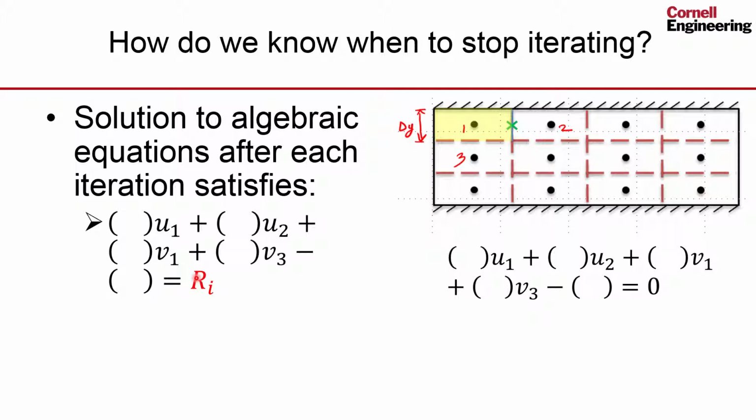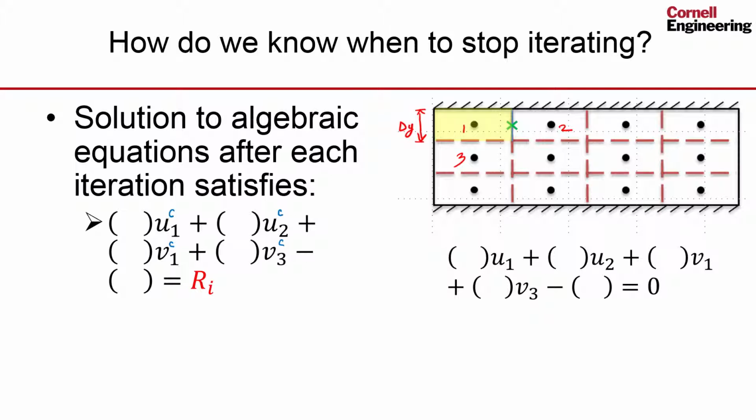And to indicate that this is my current solution, I will annotate it. So here's my annotation. That's my current solution for U2, current solution for V1 and V3, and they won't all add up to a 0 mass imbalance. And I'm going to get a similar error for all these other cells.